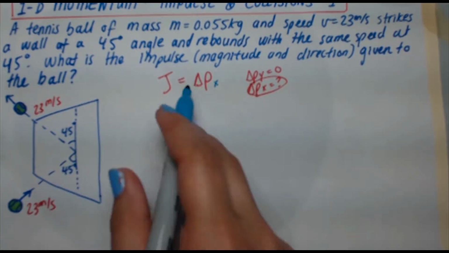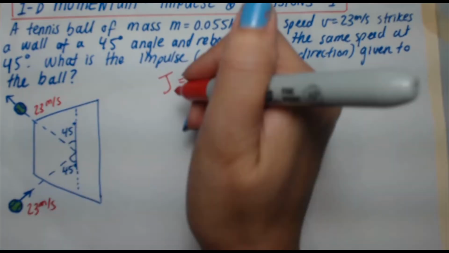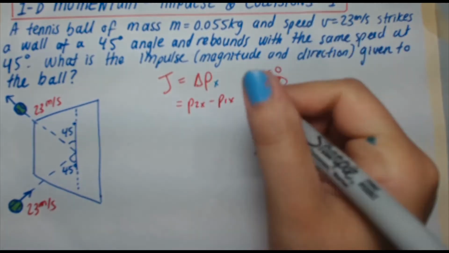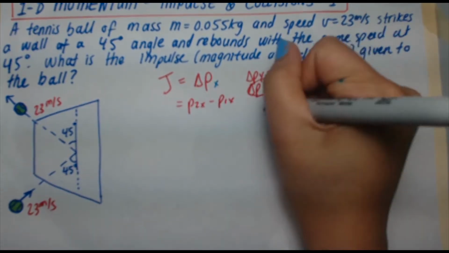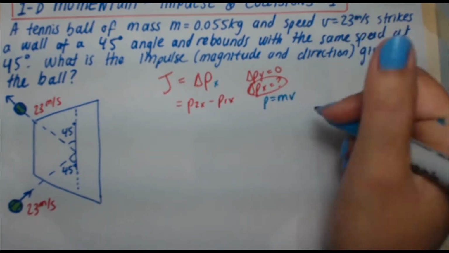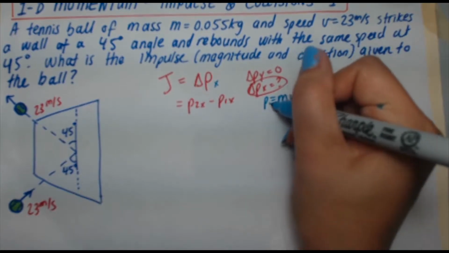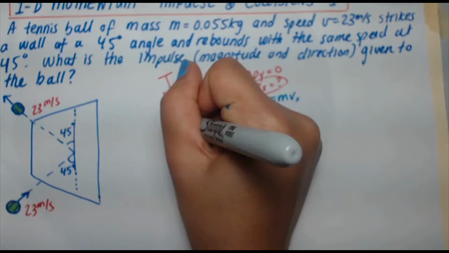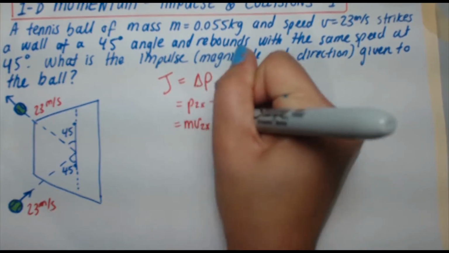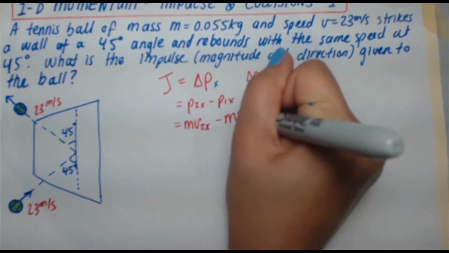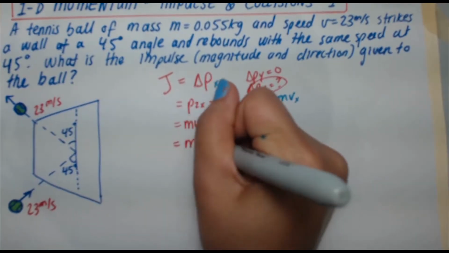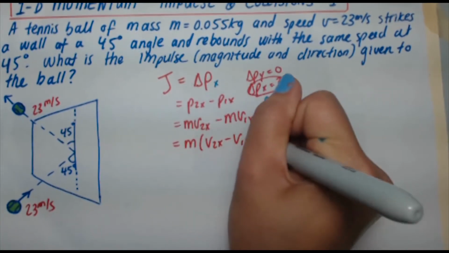So delta px is going to be p2x minus p1x. And we know that momentum, p, is equal to mv, right? So if you want to do it for x, then you just make the speed with x. Okay, so p2x is going to be mv2x and then minus mv1x. So take out the mass, isolate it, m bracket v2x minus v1x.